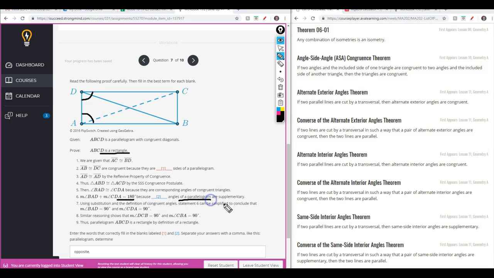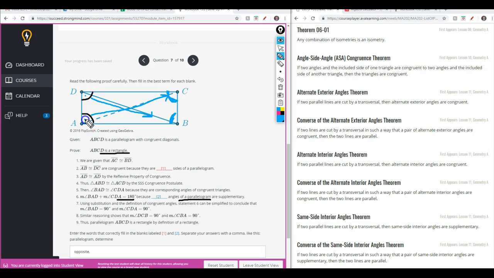Okay, of a parallelogram. So in parallelograms, when you're talking about angles, you have some options. You have opposite angles. Angle A and angle C would be opposite angles. Angle D and angle B are opposite angles. That is not the angles that they're talking about. They're talking about angle BAD and angle CDA, which brings us to consecutive angles, the next option.